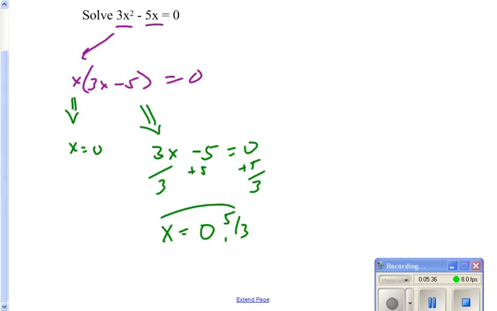Don't forget you have two answers here. One of them is 0 and the other is 5/3.